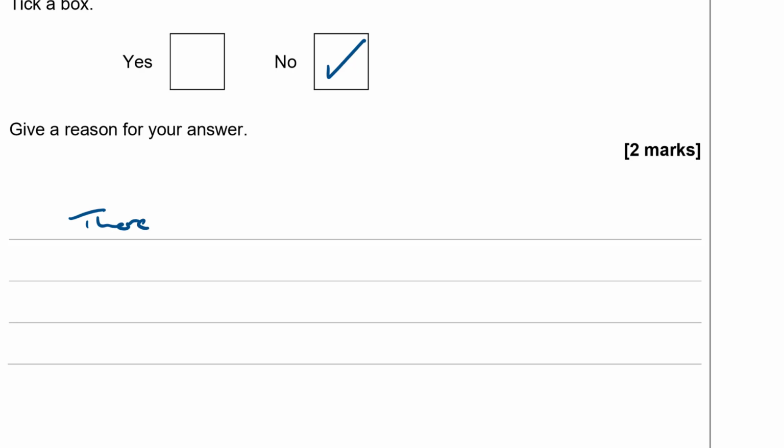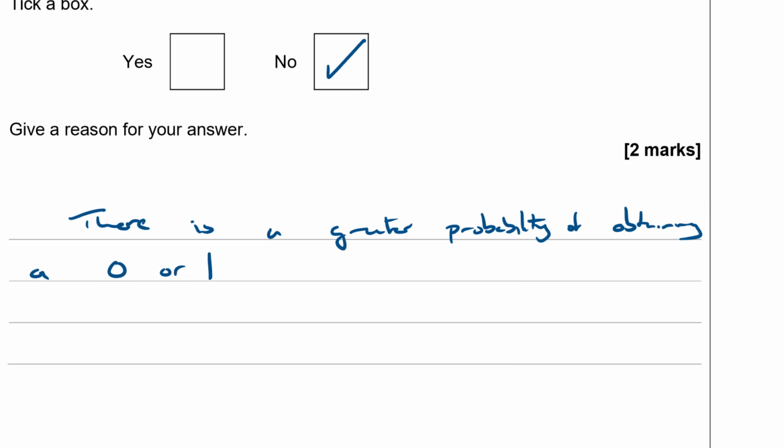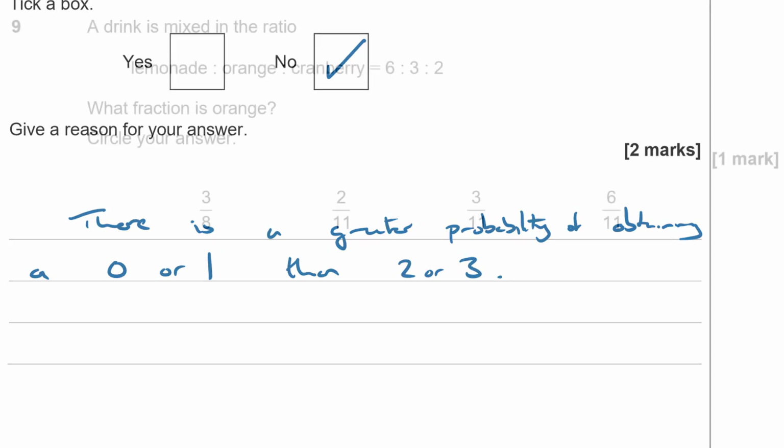There is a greater probability of obtaining a 0 or 1 than 2 or 3.